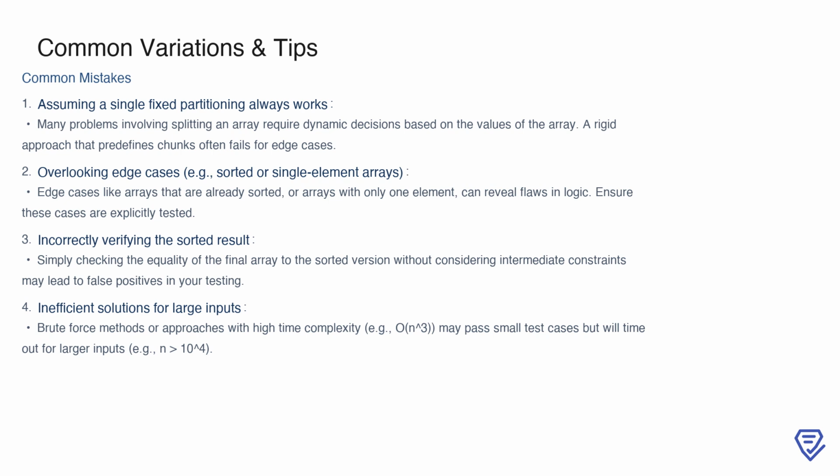Speaking of edge cases, overlooking scenarios like arrays that are already sorted or those with only one element can expose weaknesses in your logic. Be sure to explicitly test for these cases. Another common issue is incorrectly verifying the sorted result. For example, simply checking if an array matches its sorted version without considering intermediate constraints can lead to false positives, as the intermediate state might not meet the problem's requirements.